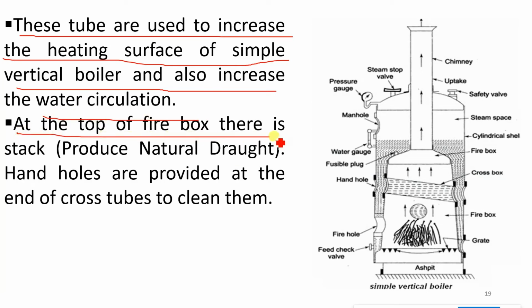At the top of the firebox, there is a stack to produce natural draught. This is a chimney, also called a stack, which is used for producing the natural draught. I will tell you what draught is. Draught is a pressure difference between the flue gas and atmospheric air.